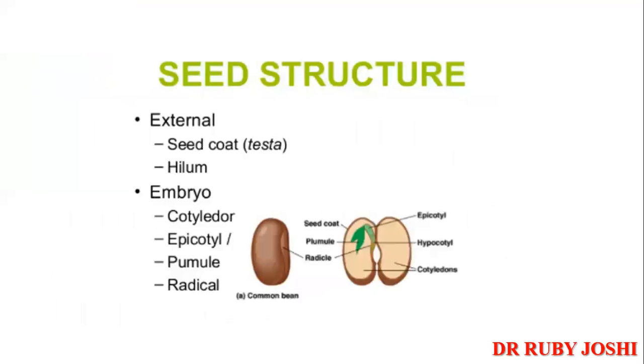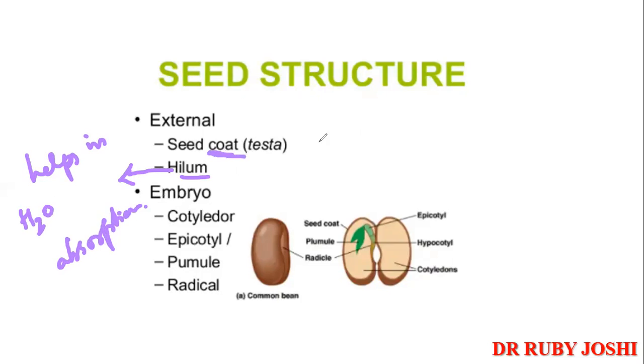Now, the different parts of the seed, with the seed structure. Two categories have been divided over here. The first one is the external, as well as the embryo. External means you can see the seed pod and the xylem. Now, what is the role of xylem over here? It helps in water absorption.